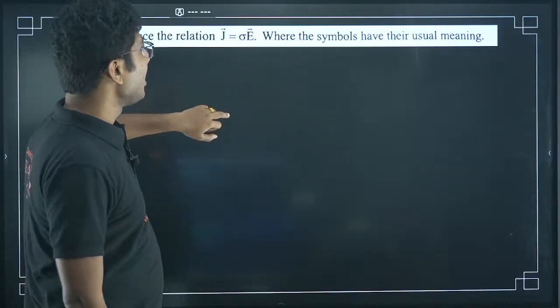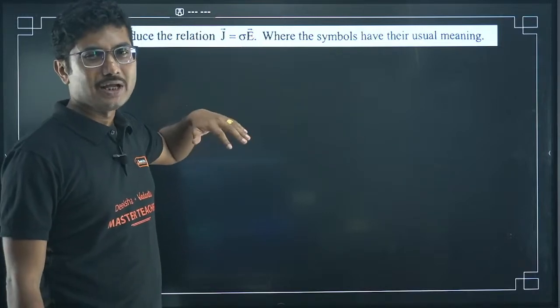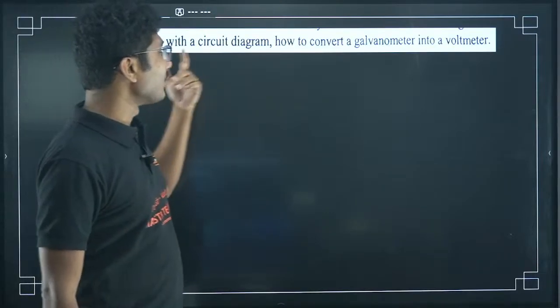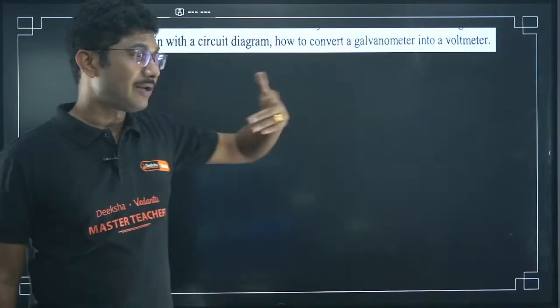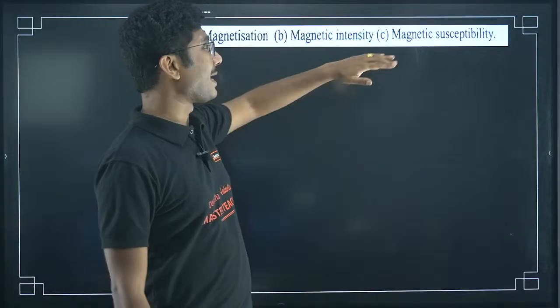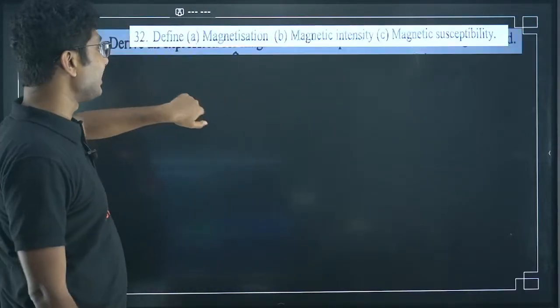Another easy question where the symbols have the usual meaning. So you can start from Ohm's law and simply do the derivation. Very easy derivation. Explain with the circuit diagram how to convert a galvanometer into a voltmeter. Again, a very common question. Define magnetism, magnetic intensity, magnetic susceptibility. Just definitions. If you have memorized them, you can answer it.